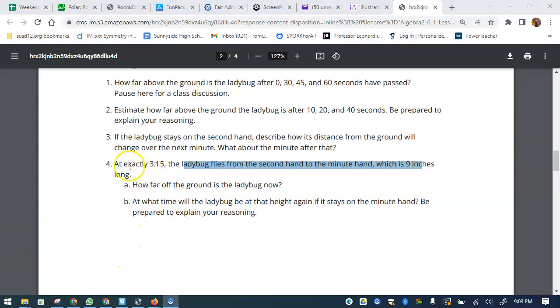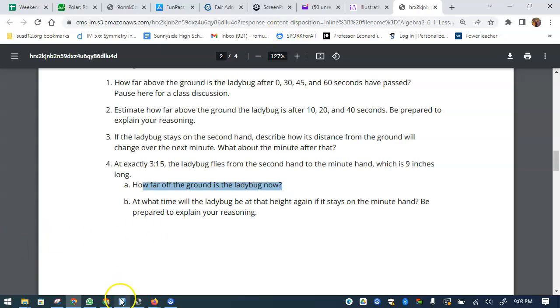So this question is very interesting. The ladybug flies from the second hand now to the minute hand. The minute hand is 9 inches. Be careful, this is not 1 foot. It's 9 inches, like 3/4 of a foot, because 1 foot is 12 inches, which is 0.75. So how far off the ground is the ladybug now?